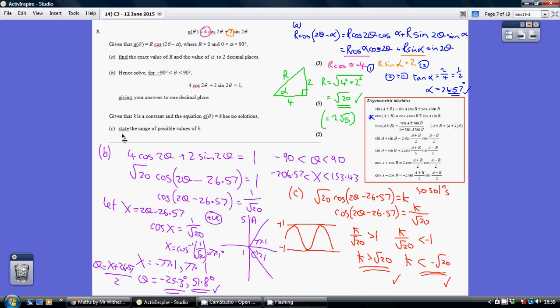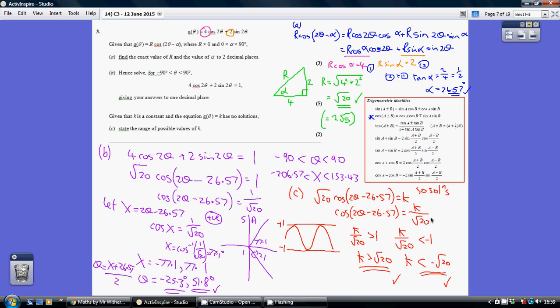Now for part C, I want to find the range of possible values of k such that it has no solutions. So again, our starting point is going to be our alternative format here, but rather than this equaling 1, this is going to equal k.